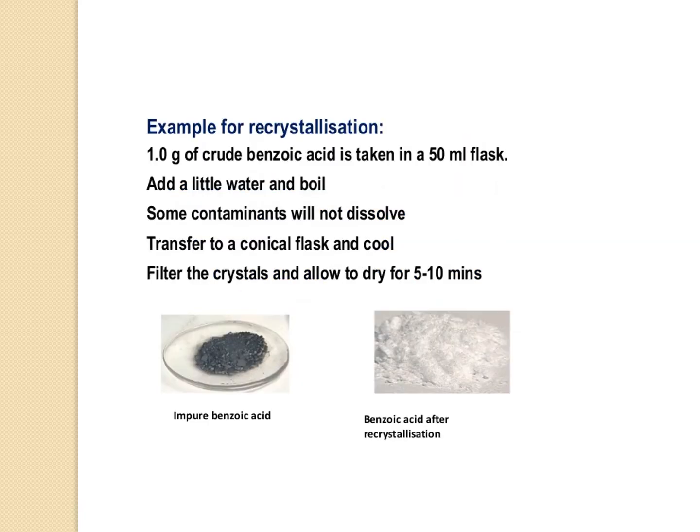Example for recrystallization: 1 gram of benzoic acid is taken in a 50 ml flask. Add a little amount of water and boil. Some contaminants will not dissolve, and the solution is transferred to a conical flask and cooled. Filter the crystals and allow them to dry for 5 to 10 minutes. The first picture is impure benzoic acid, and after the recrystallization we get pure benzoic acid.